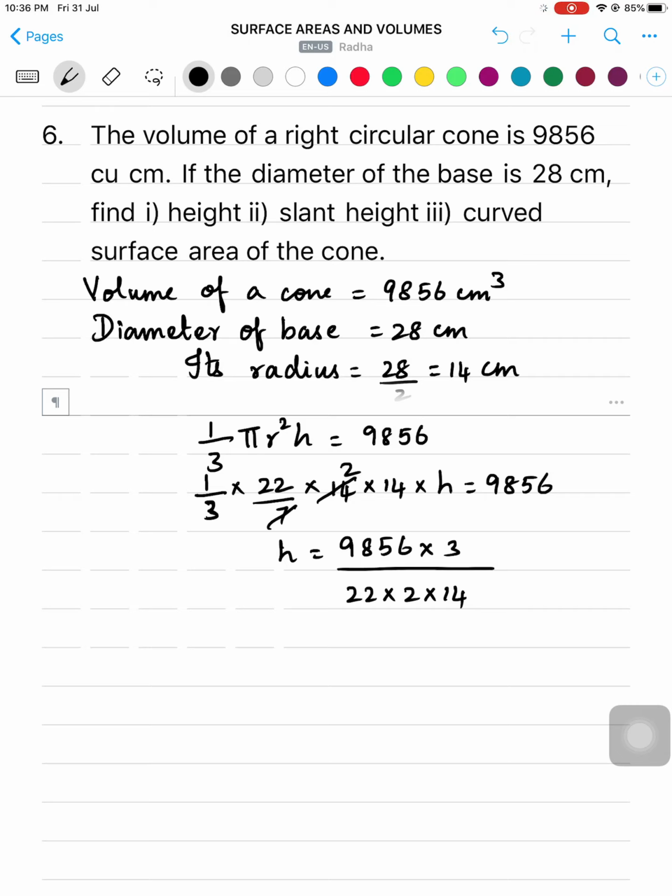So 22 tables, 2 ones are 2, 4, 9, 2, 8. It goes in 14 tables. Shall we check?